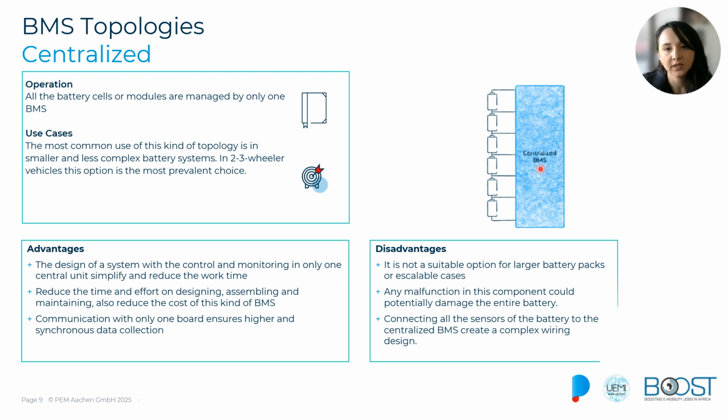Having said so, the most common use cases for these topologies are very simple and small battery systems that only have a few cells. I would say a battery system with voltages below 80 volts, and those are applications such as, for instance, 2- and 3-wheelers, light electric vehicles, e-scooters, small medical applications, and so on.